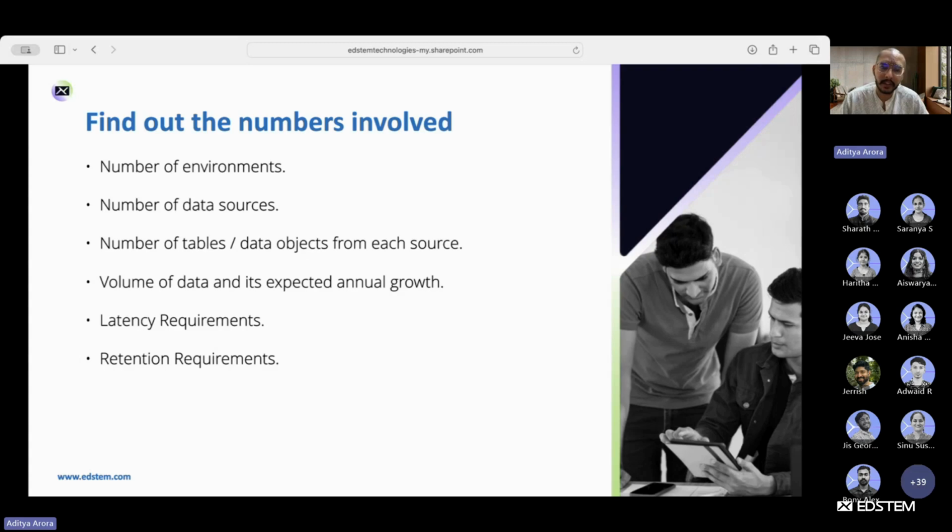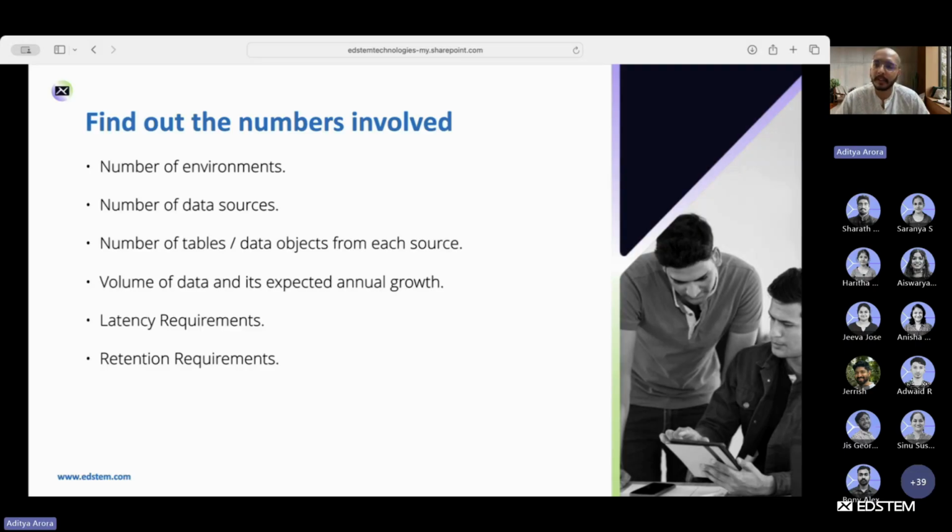Number of data sources, very, very important. If you are just connecting with a single DB2 source versus 10 different sources where you're connecting with Snowflake, Salesforce, I don't know, Postgres, Oracle, whatnot, then it becomes really complex, right? And then it impacts your design as well.